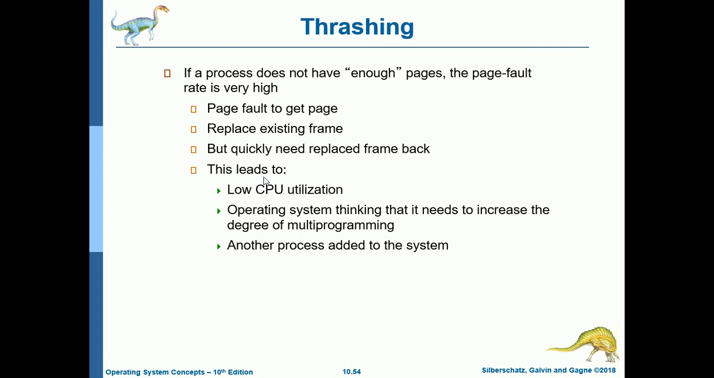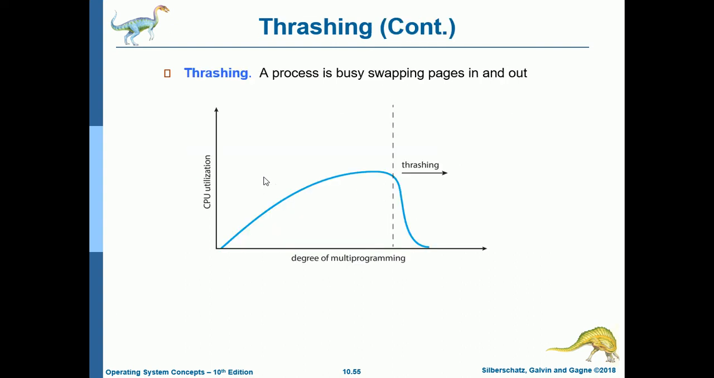Next we have thrashing. If a process does not have enough pages, the page fault rate is very high. It page faults to get a page and then replaces an existing frame, but quickly needs to replace that frame back. This leads to low CPU utilization. Because of low CPU utilization, the operating system thinks that it needs to increase the degree of multiprogramming, so another process is added to the system. So what is thrashing? A process is busy swapping pages in and out. That is the problem.